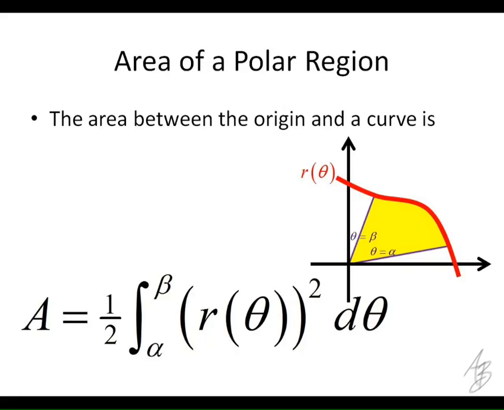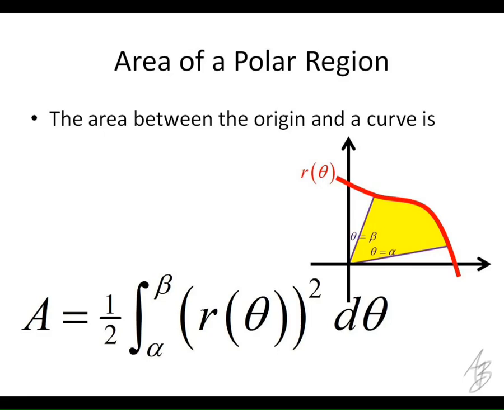This integral may not look like it at first, but it is the same formula converted to calculus. We have r squared times d theta, which was on top in the area of the sector formula, and then we divide by 2. So to find the area between the origin and a polar function, we're going to be using this integral.